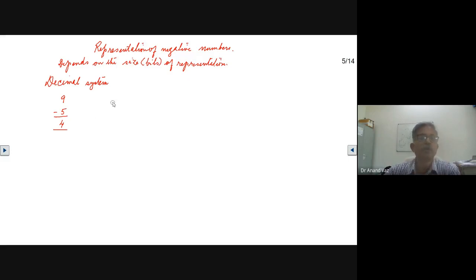Now we have over here 9 as it is, and 5. Now what is a nines complement of 5? The number of values that are remaining if you take out 5 from 9, so you have 4. So 4 is actually equal to the nines complement of 5.